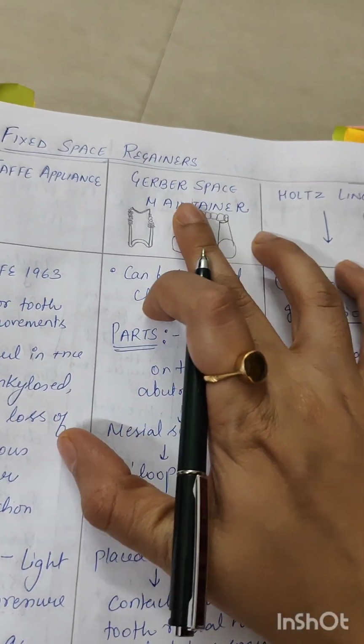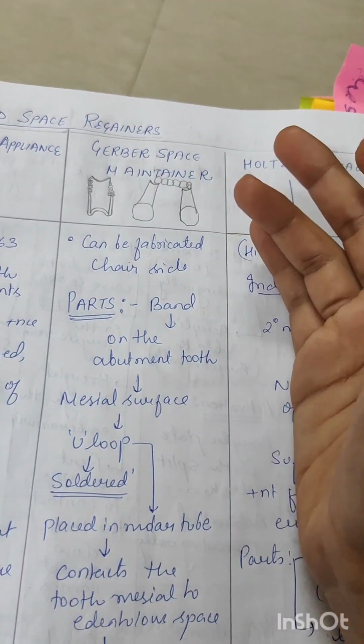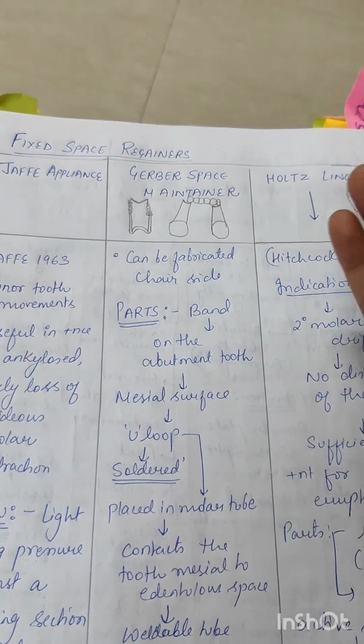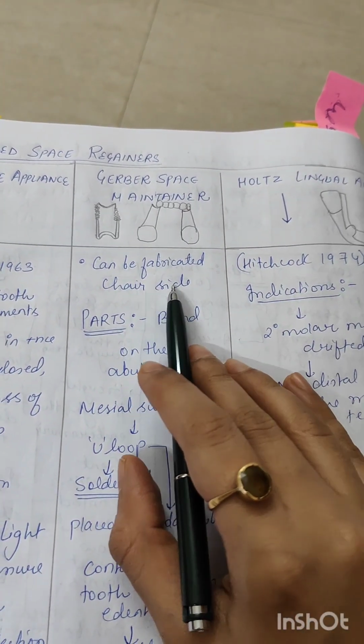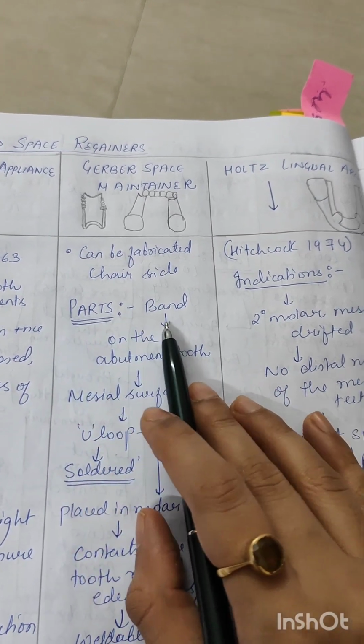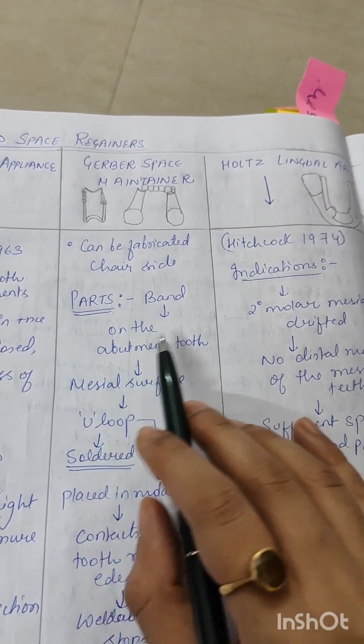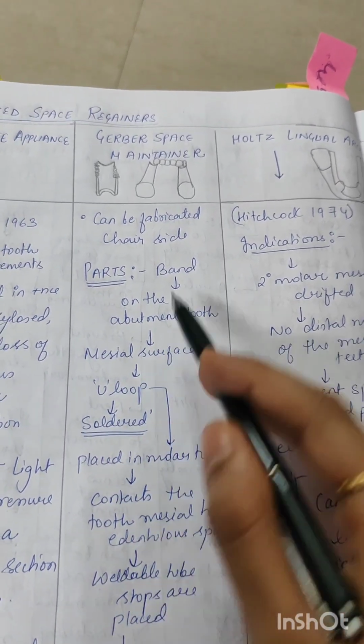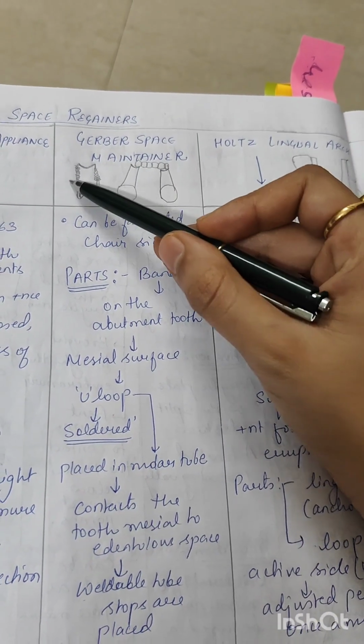Next is my Gerber space regainer, also known as Gerber space regainers. It can be fabricated chair side. Parts: it has got a band on the abutment tooth. Mesial to the band surface is my U.